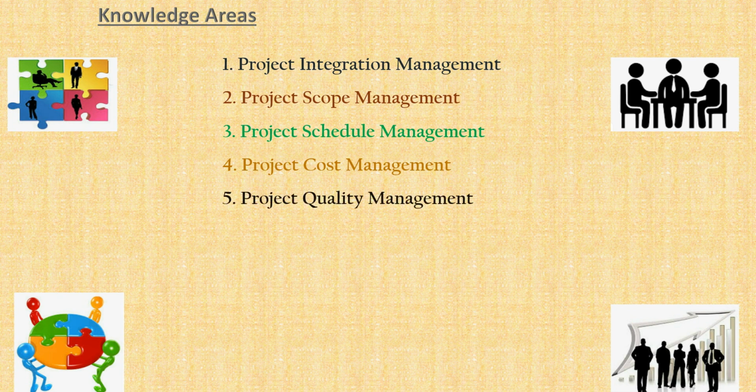Then comes quality management, then comes resource management. Please note that the sixth knowledge area, which is project resource management, was earlier called project human resource management. But from the 6th edition of the PMBOK guide, they have changed it from human resource to resource management, because apart from human resources, other resources in the projects are equally important.